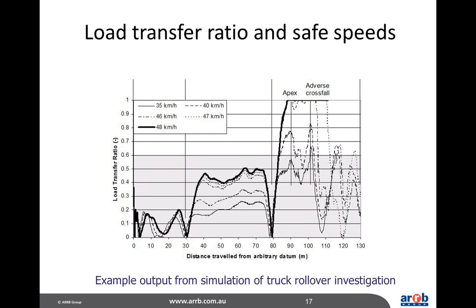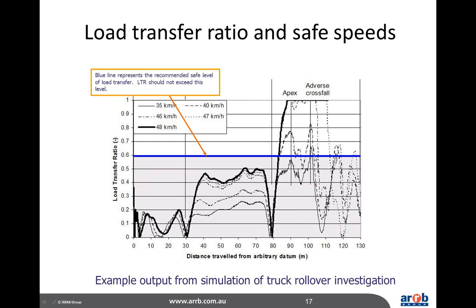The chart that I'm showing you here was generated in simulations of a vehicle travelling around a roundabout, and you can see on the bottommost line, when we're travelling at 35 kilometres an hour, the LTR rarely gets above what is considered a safe level of 0.6. It does touch it a couple of times, but not for long enough to really cause any trouble. And 0.6 is considered generally an indication of safe truck operation.